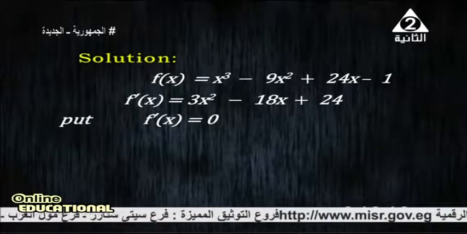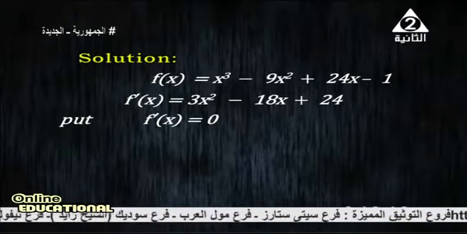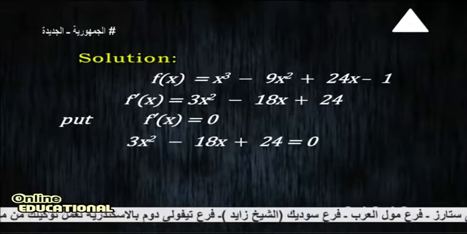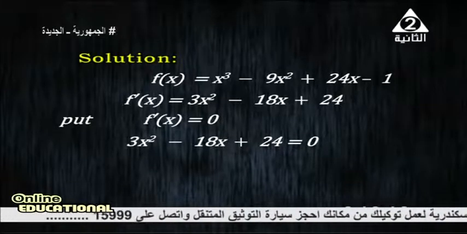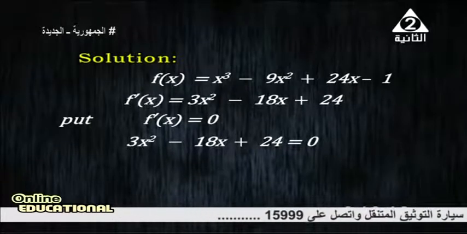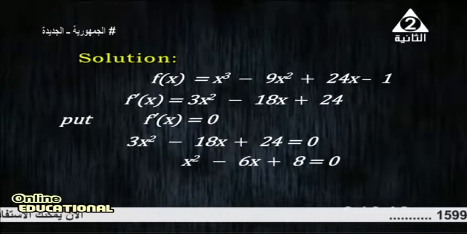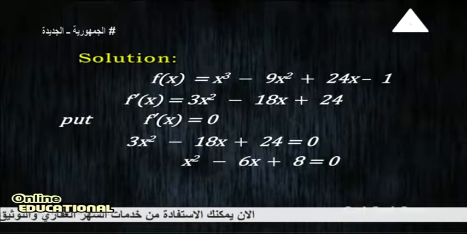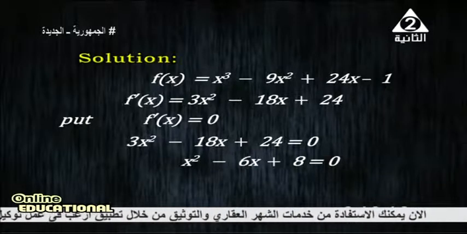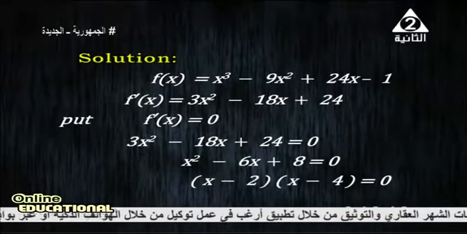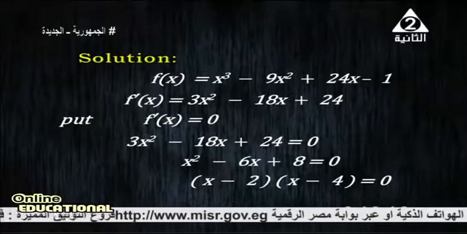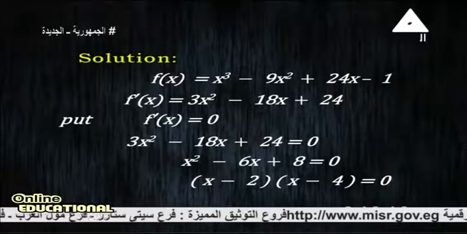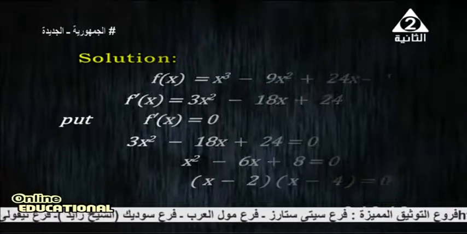Now put f dash x equals 0. Then 3x power 2 minus 18x plus 24 equals 0. Divide by 3. We get x power 2 minus 6x plus 8 equals 0. By factorizing this expression, we get two brackets, x minus 2 multiplied by x minus 4, equal 0. Then x equals 2 or x equals 4.